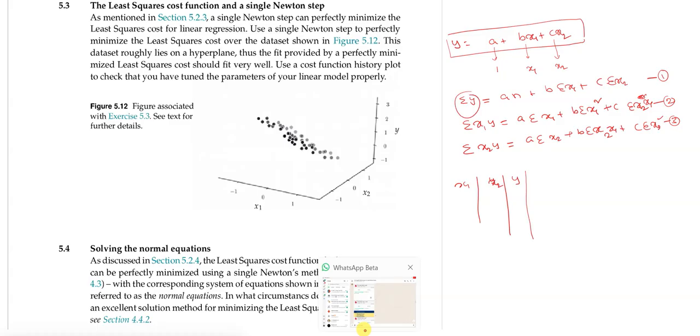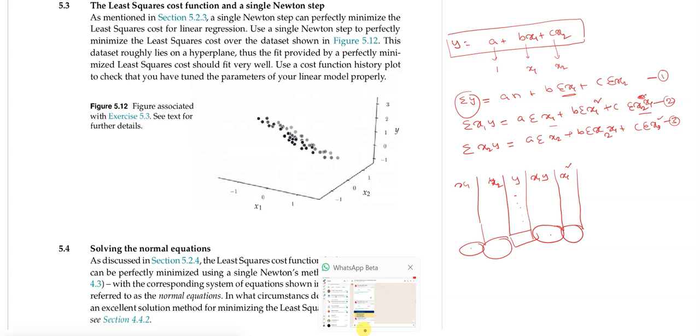I required sigma y, which means find the sum of these. Sigma n means how many are there, count that, which is size in programming language. Sigma x1 means add this one, sigma x2 means add this. Sigma x1 y is not there, so whichever is missing, just develop that and find the summation. Sigma x1 is available, x1 square is not available, so compute x1 square and simplify.